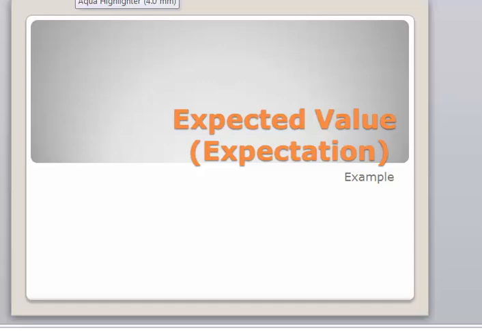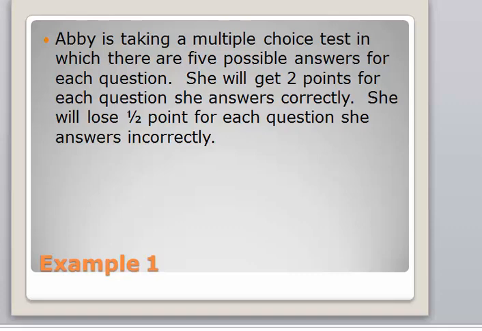Let's now look at an example for expected value or expectation. Abby is taking a multiple choice test in which there are 5 possible answers for each question. She will get 2 points for each question she answers correctly. She will lose half a point for each question she answers incorrectly.